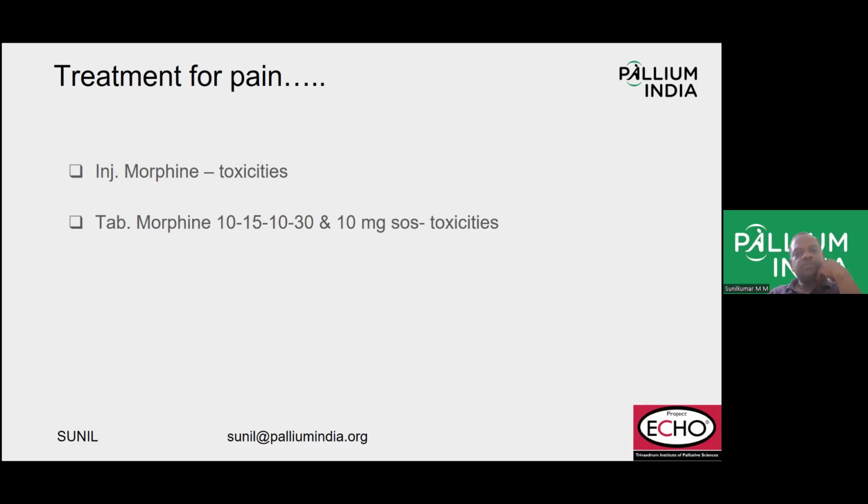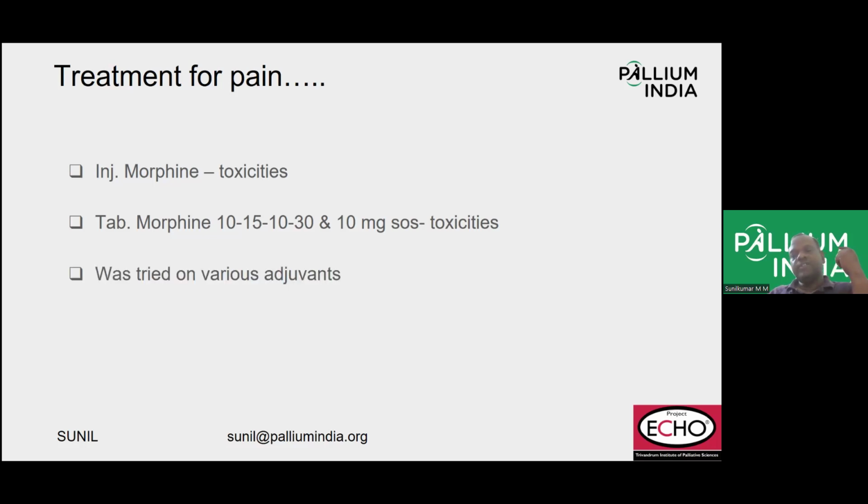They gave injection morphine after this mandibular nerve block, but it produced toxicities. So they stopped injection morphine and started him on oral morphine, like 10, 15, 10, 30. This is only 4 times, and you can see the dose is not standard. I think they might be titrating to reduce the toxicities with 10 milligram SOS. And even this was causing toxicities, and the patient is in severe pain.